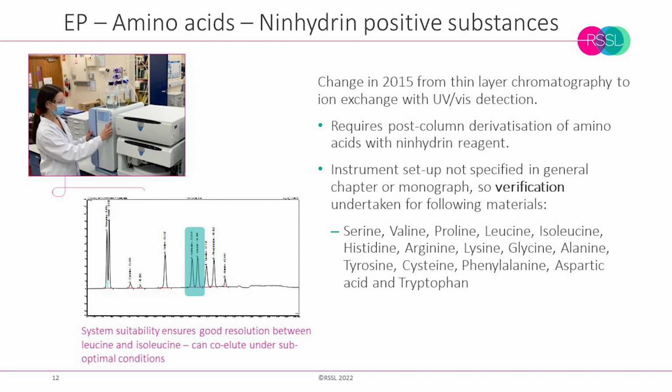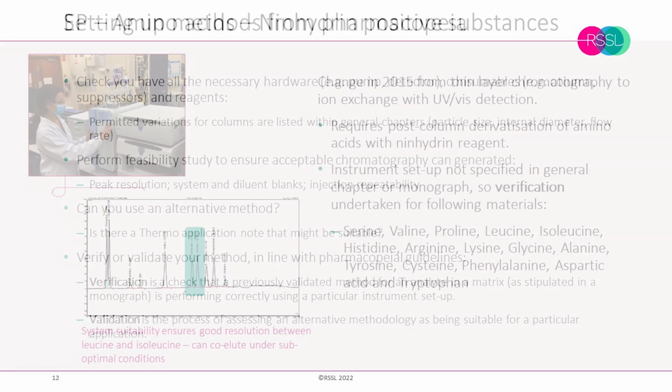One of the system suitability criteria which some other instrument setups can struggle with is the resolution between leucine and isoleucine, but as you can see, these analytes achieve the 1.5 criteria value set by the EP easily.